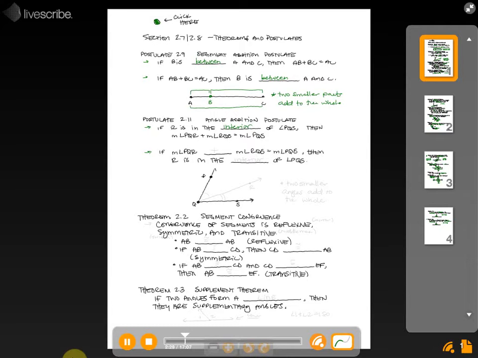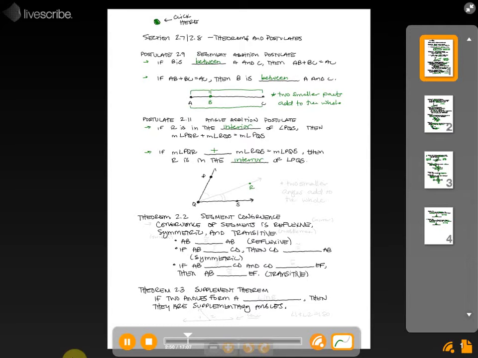The second part is the converse of the first. So if the measure of PQR plus the measure of angle RQS equals the measure of PQS, then R is in the interior of the angle. So for our picture, we've got our angle PQS.